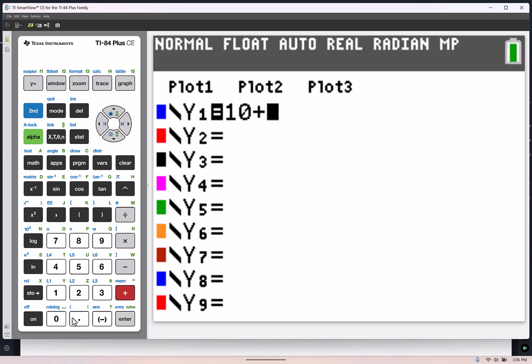10 plus parentheses 0.8x sine cubed on top of 100.